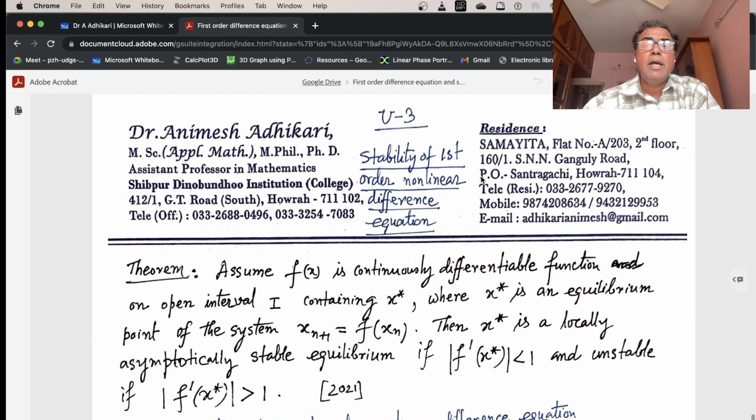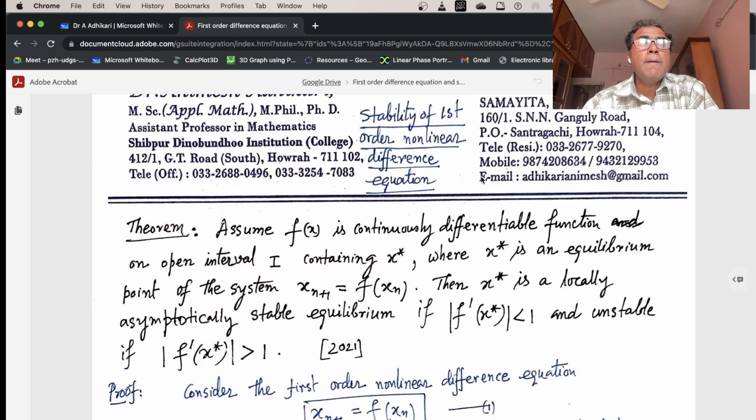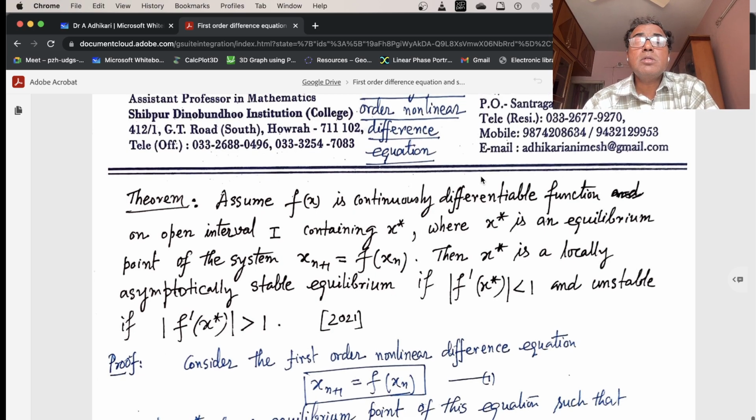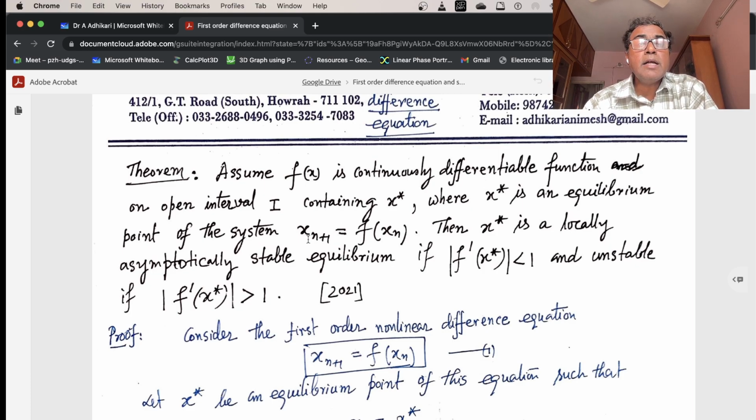Next, we come to the important theorem of this first order difference equation. By this theorem, we can say whether the system has an equilibrium point, and whether it is a stable or unstable equilibrium point. Consider the system xn plus 1 equal to f of xn. Then x star is a locally asymptotically stable equilibrium if the modulus of f dash x star is less than 1, and an unstable equilibrium if the modulus of f dash x star is greater than 1.